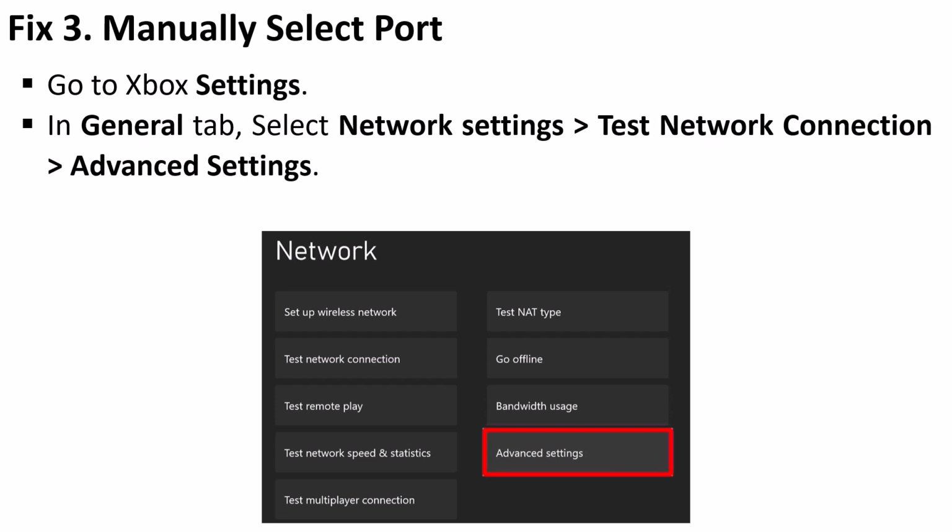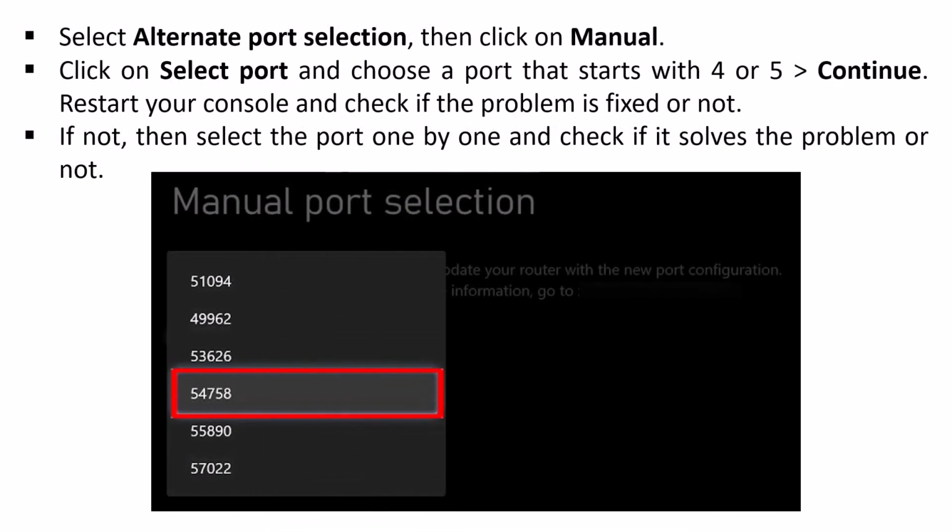Fix 3 is to manually select port. So go to Xbox settings, in general tab select network settings, test network connection, advanced settings, then select alternate port selection and then click on manual. Now click on select port and choose a port that starts with 4 or 5, continue. Now restart your console and then check if the problem is solved or not. If not, then select the ports one by one and see which one works for you.